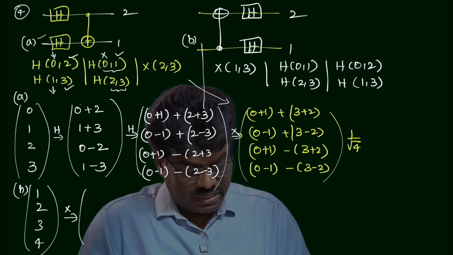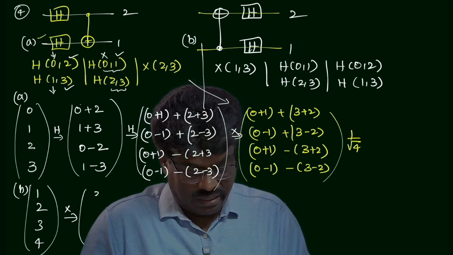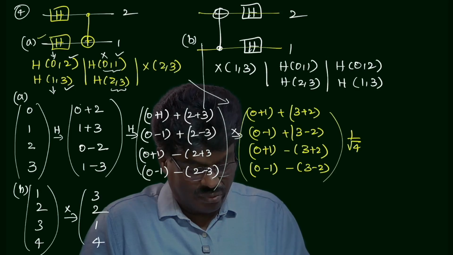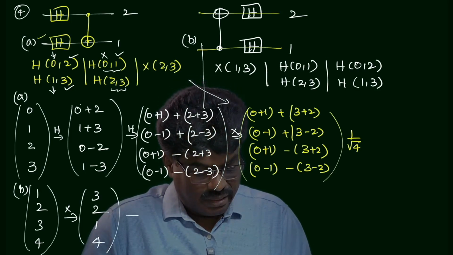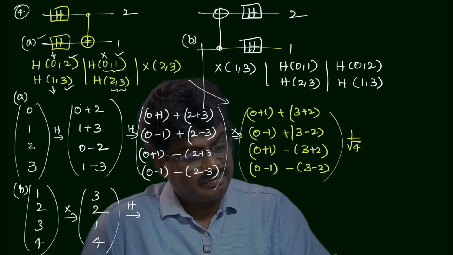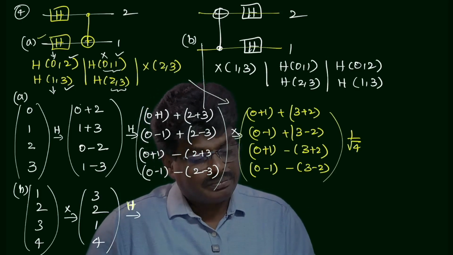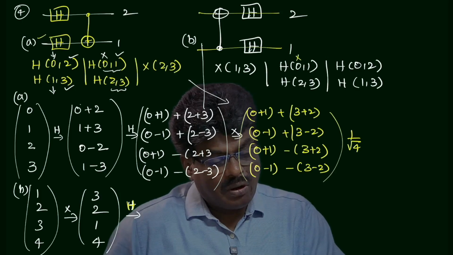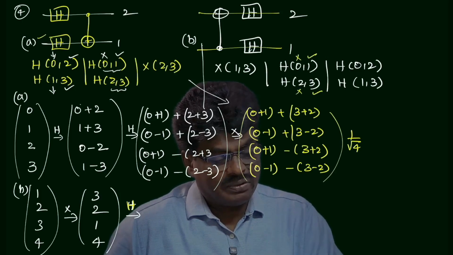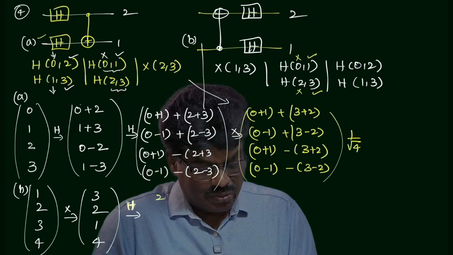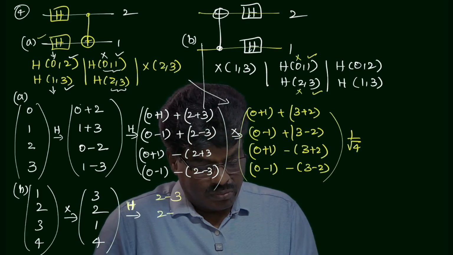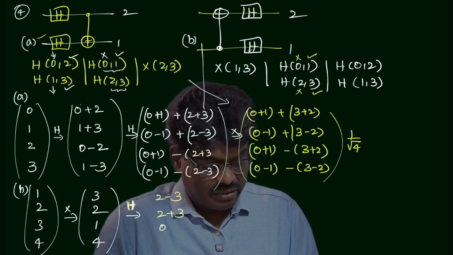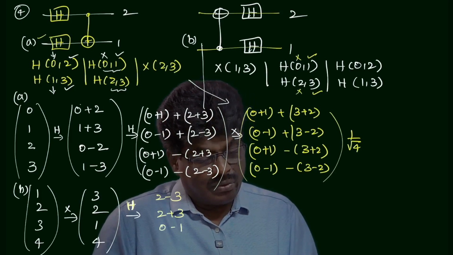So first, initially X we have 1, 2, 3. Here 3, 2, 1, 4. The remaining are as it is. Next we have Hadamard operation. So 0 off, 1 on, 2 off, 3 on. 3, that is a 2 minus 3, 2, 2 plus 3, 1 on, 0 minus 1, and 4.